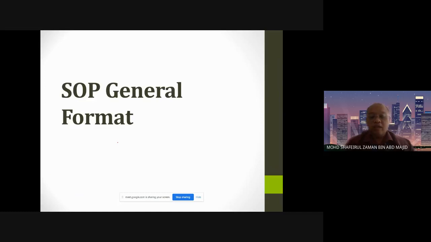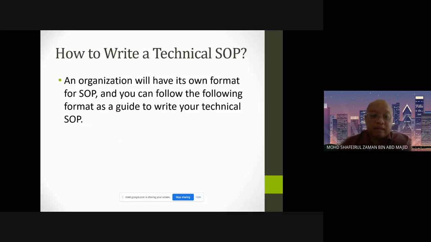So today we are going to look at the general format of SOP. What are the things that you need to include in the SOP? How to write a technical SOP? Remember that you are going to have two types of SOP.